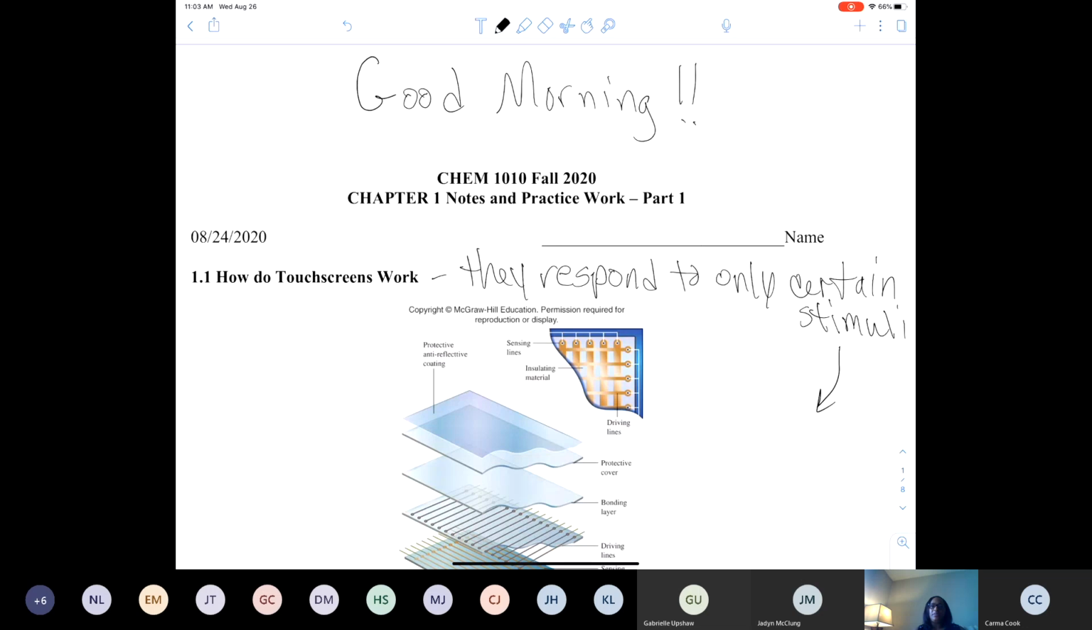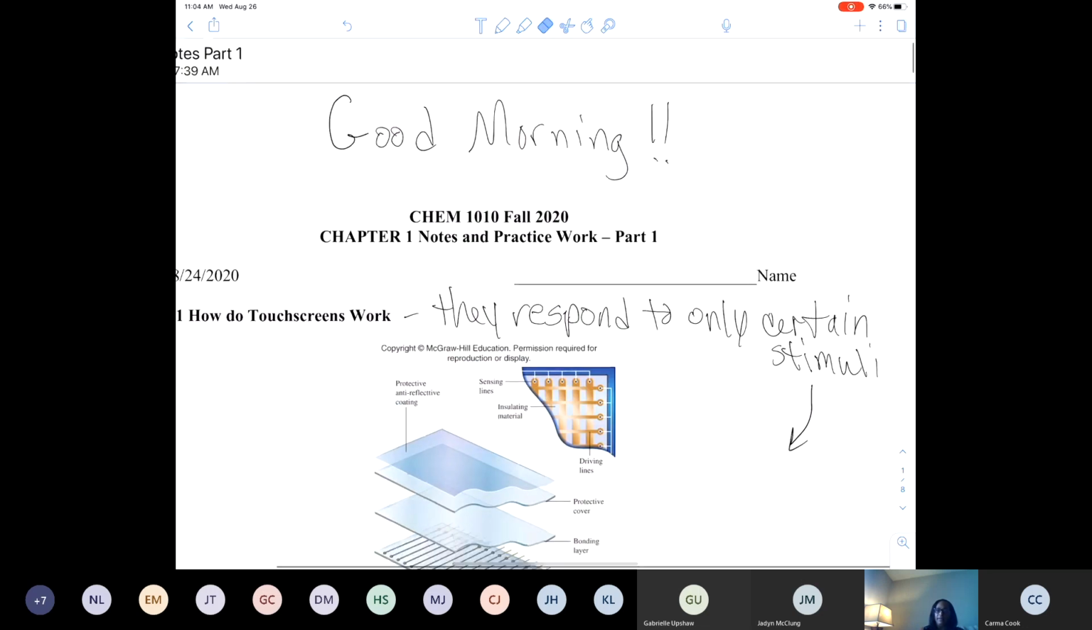So the first section of the chapter focuses on how touchscreens work. The way touchscreens work is that they respond only to certain stimuli. We know from everyday use of our cell phone that your cell phone's touchscreen responds to your finger when you place your finger on it. So your finger is a type of stimulus, and your touchscreen responds to us, the human being, our finger.